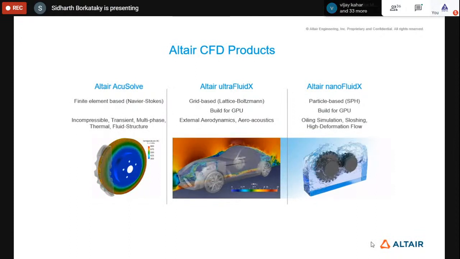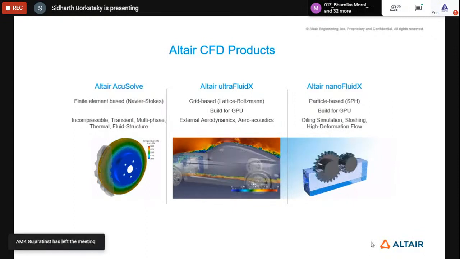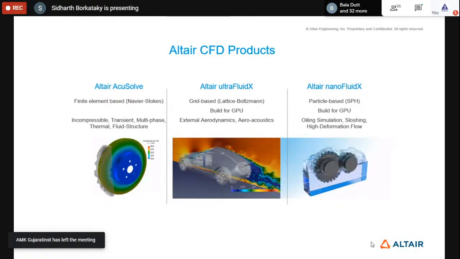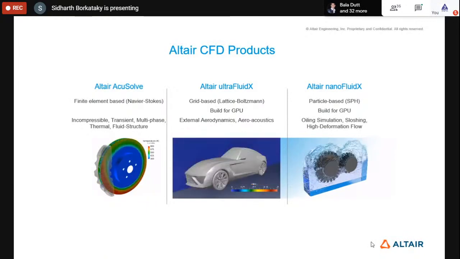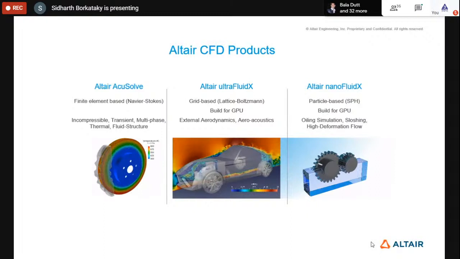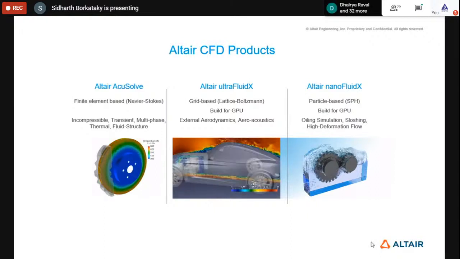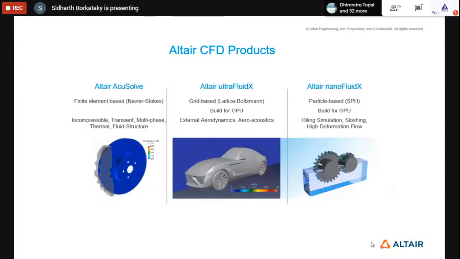Another tool is Nanofluidx, which is particularly used for gearing and oil in the lubrication industries, where we want to understand how the lubrication is playing a role, because we are studying in our IC engine course a lot on the lubrications. But whether the lubrication is enough for the gears, which are continuously running, in order to improve the efficiency. So these are the things we'll discuss in detail. We'll start one by one. We'll start with AQSolve first.